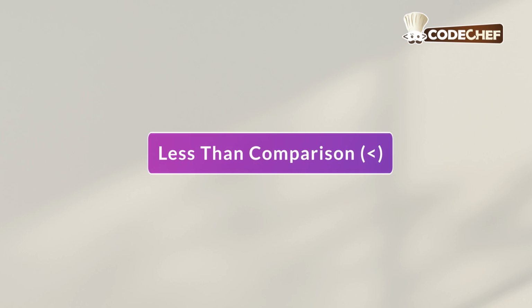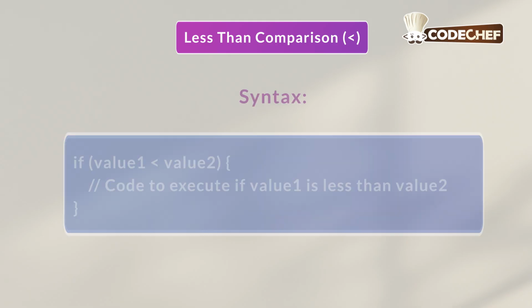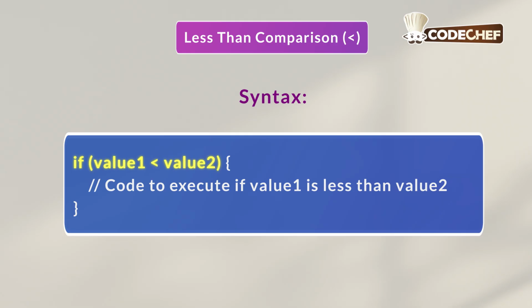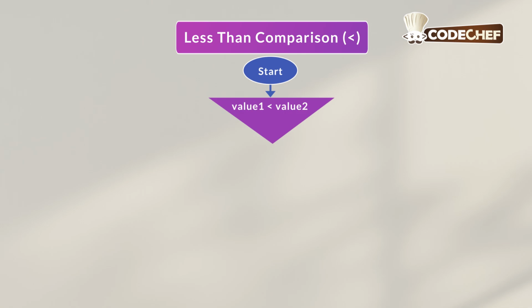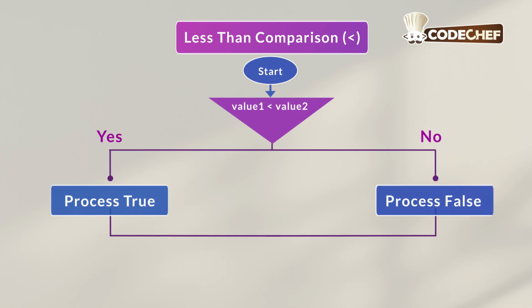So we perform less than comparison using the if statement when we want to execute a piece of code only if one value is smaller than the other inside the condition block. Syntax is if value 1 is less than value 2, and then inside curly braces we will write code to execute if value 1 is less than value 2. So this works exactly opposite to the greater than operator.